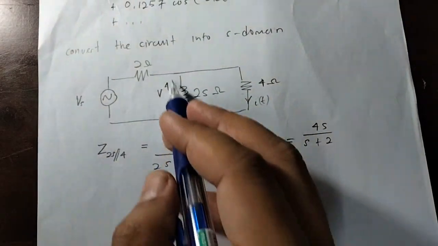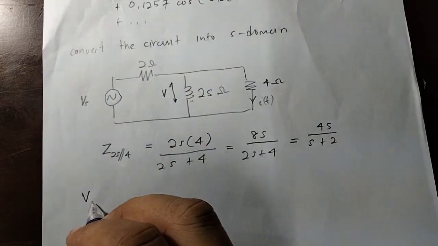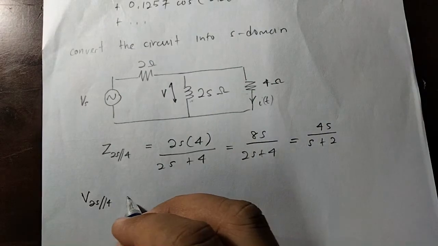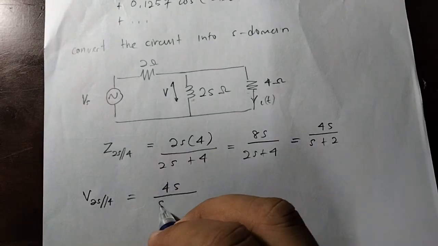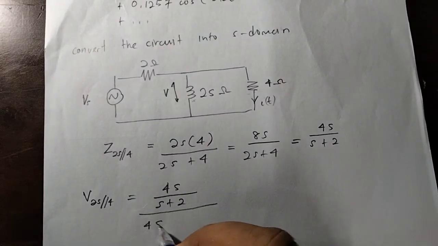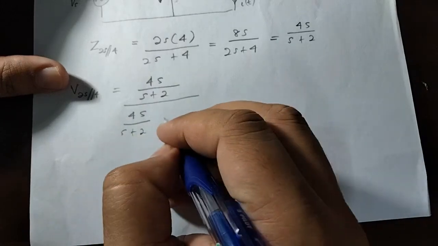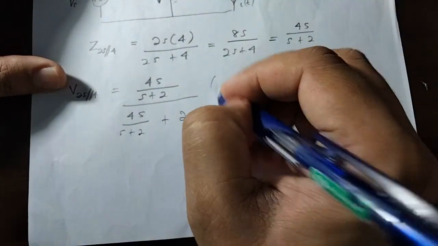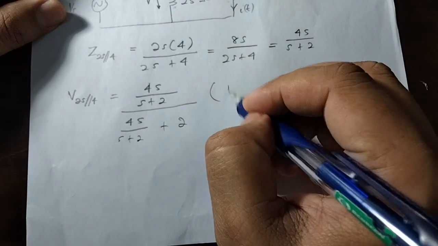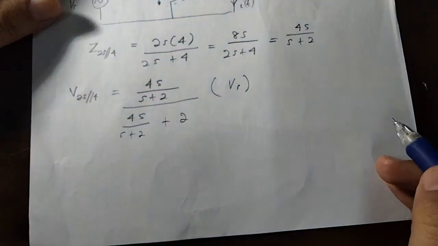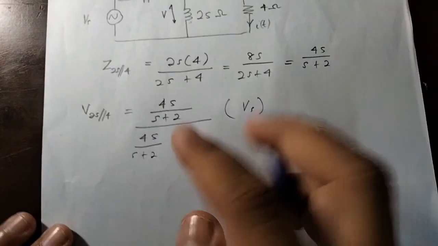Then we can determine the voltage across this impedance using the voltage divider, right? So V across 2s parallel 4 is 4s over s plus 2, over 4s over s plus 2 plus 2, times the source voltage, which for the moment, let's just write as Vs. Okay, so let's try to solve this first.